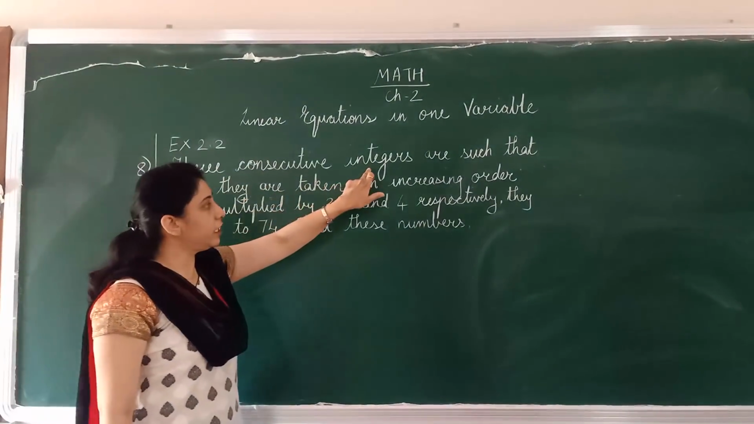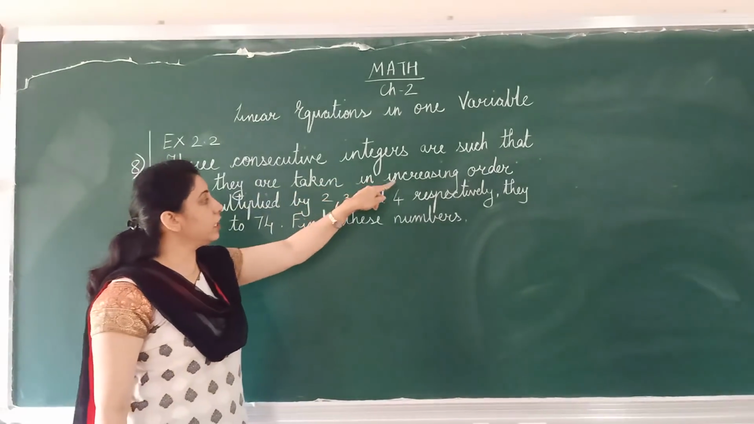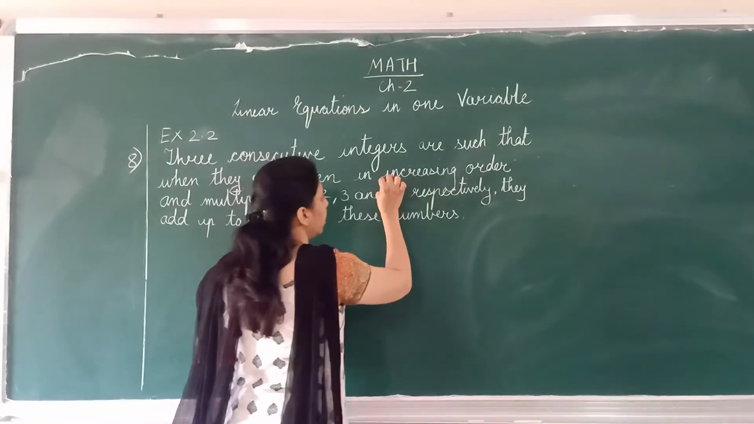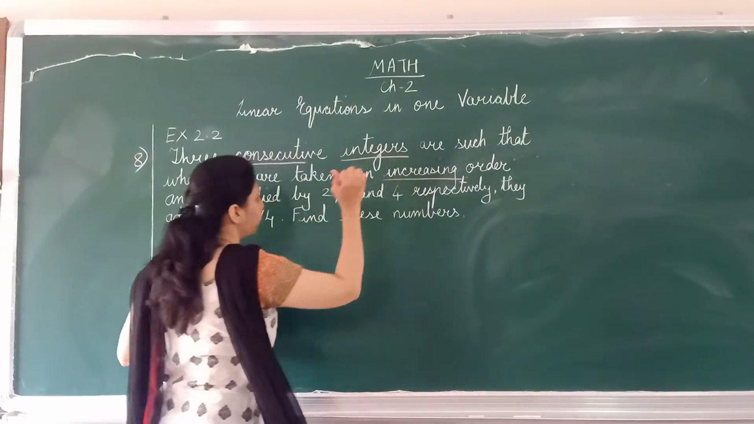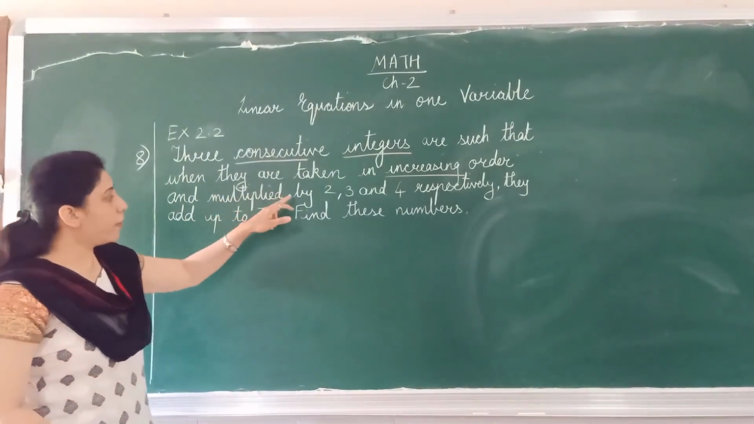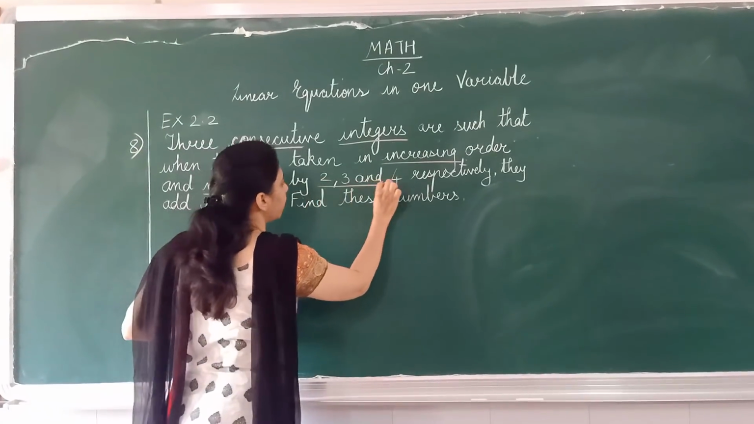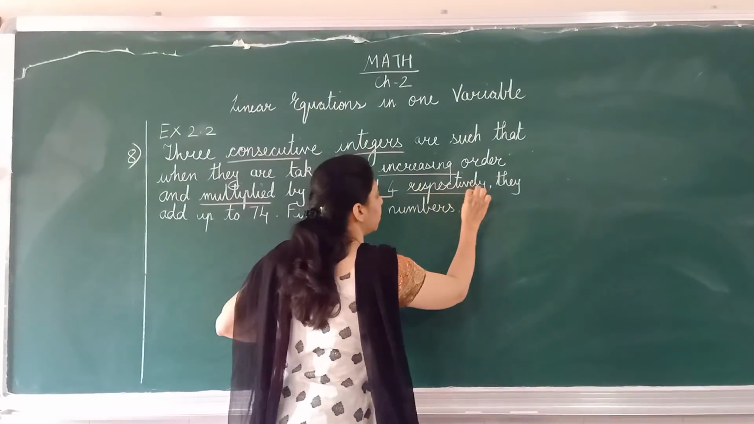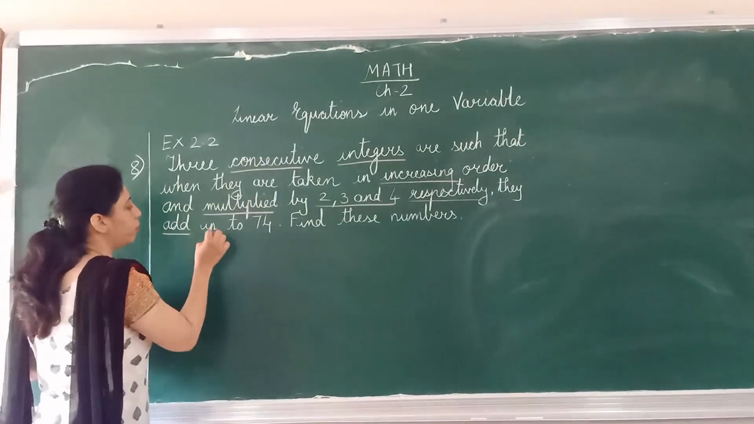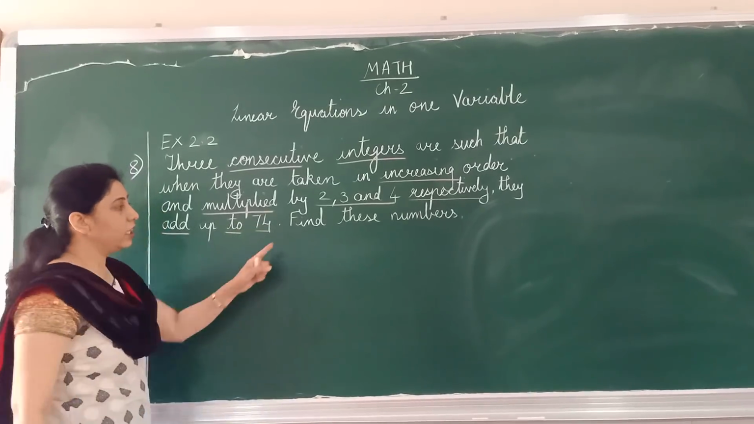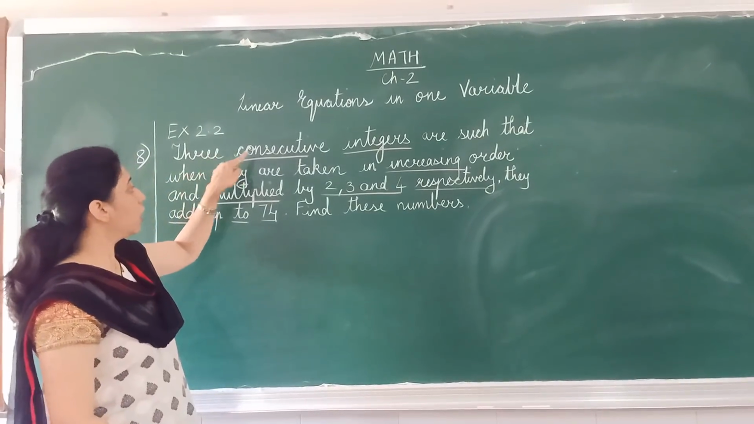Three consecutive integers are such that when they are taken in increasing order, and multiplied by 2, 3 and 4 respectively, they add up to 74. Find these numbers. Increasing order is very important, consecutive integers are very important. Which numbers are you going to find out? You are going to find out the three consecutive numbers.